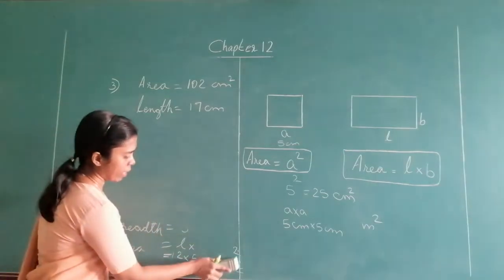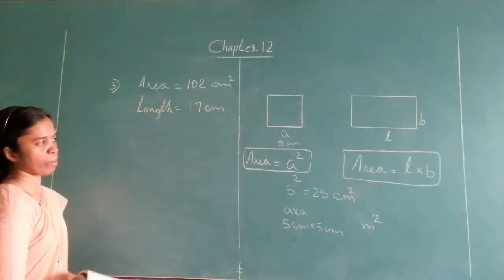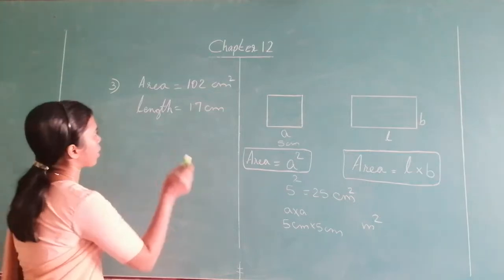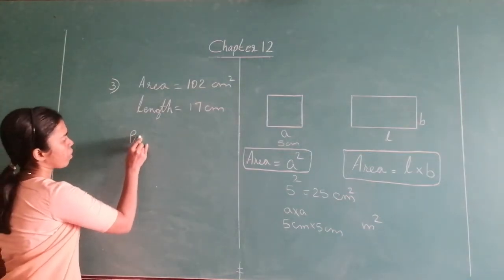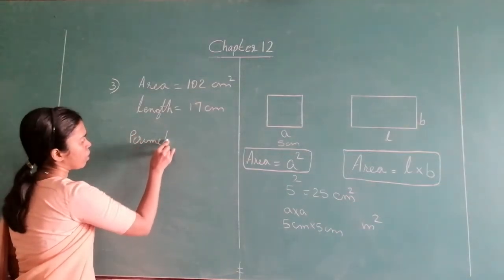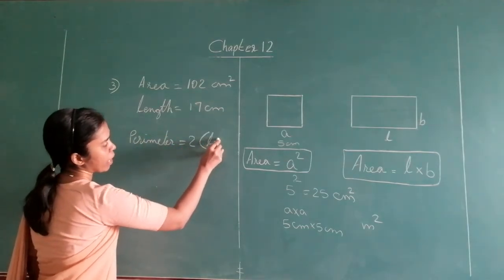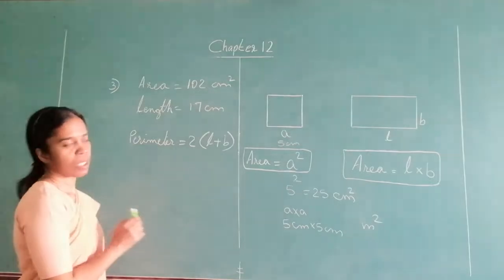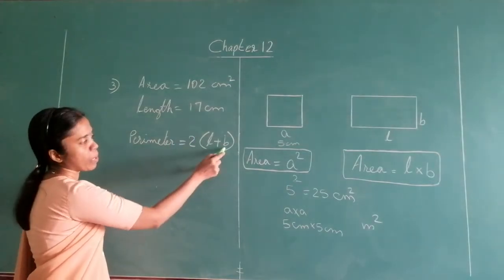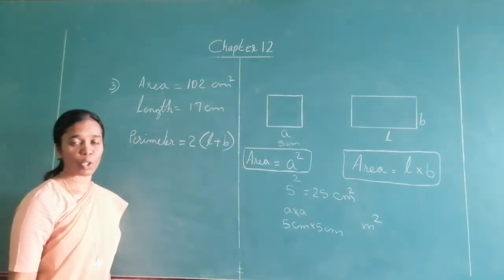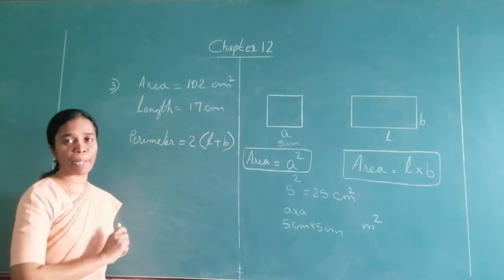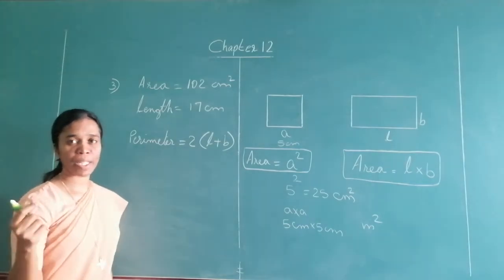Now, what is the formula for perimeter? We are talking about a rectangle. What is the formula for perimeter of a rectangle? Perimeter of a rectangle is equal to 2 bracket L plus B. Now, length is given to us, but what about breadth? Do we have breadth? No. So, first we have to find out breadth. Now, how do we get breadth?